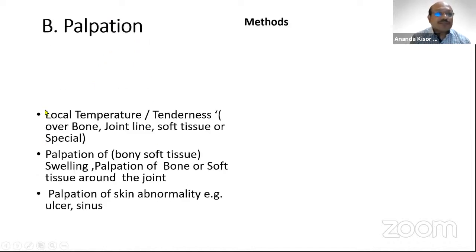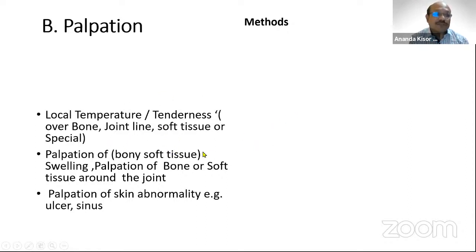Now the palpation, so we have to see the local temperature and tenderness. Why is the temperature examined first? Because with the help of the dorsum of the fingers, we have to see the temperature. First the normal side, then the abnormal side, then again the normal side. Because once the examination started, the temperature may be abnormally increased. So temperature should be examined first. Next is the tenderness, of which the most important is the anterior hip point tenderness.